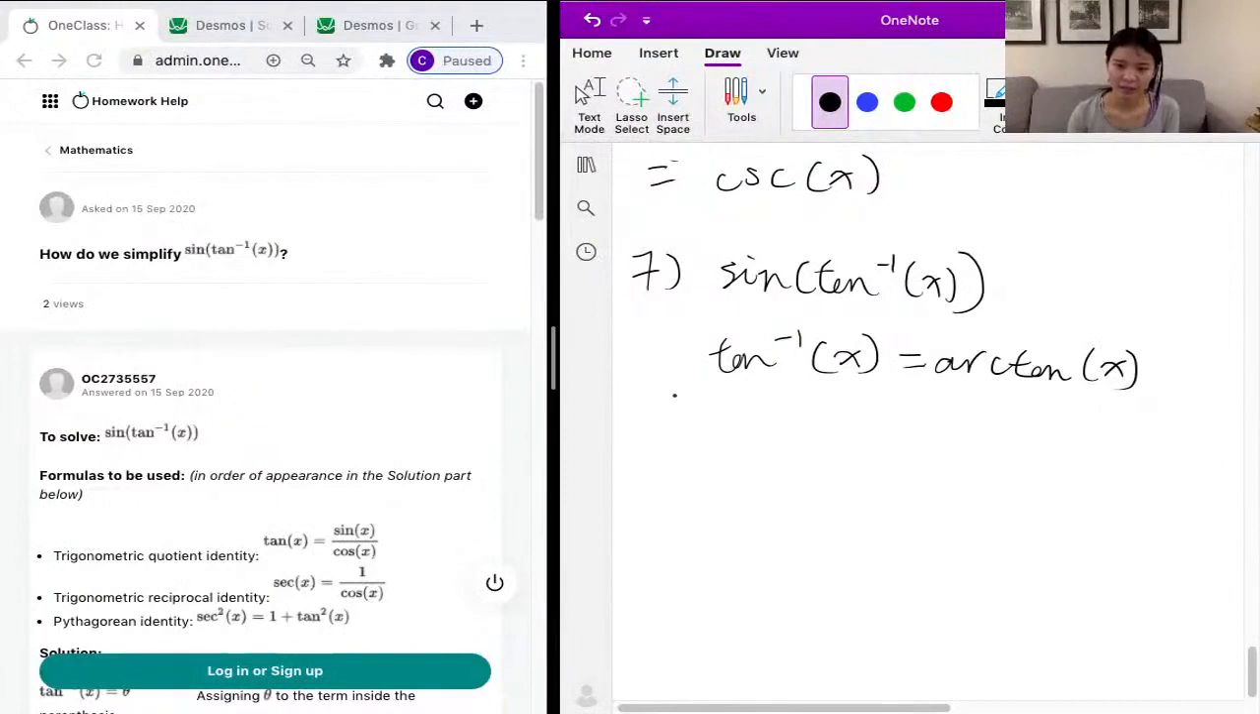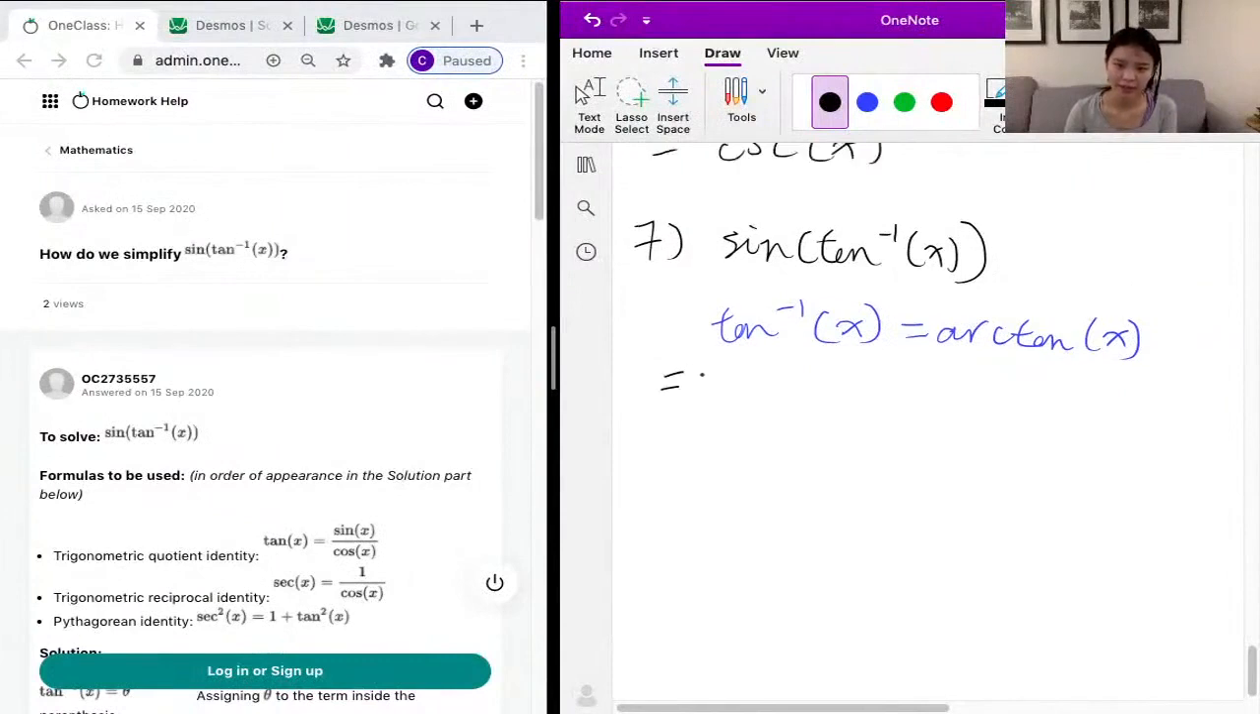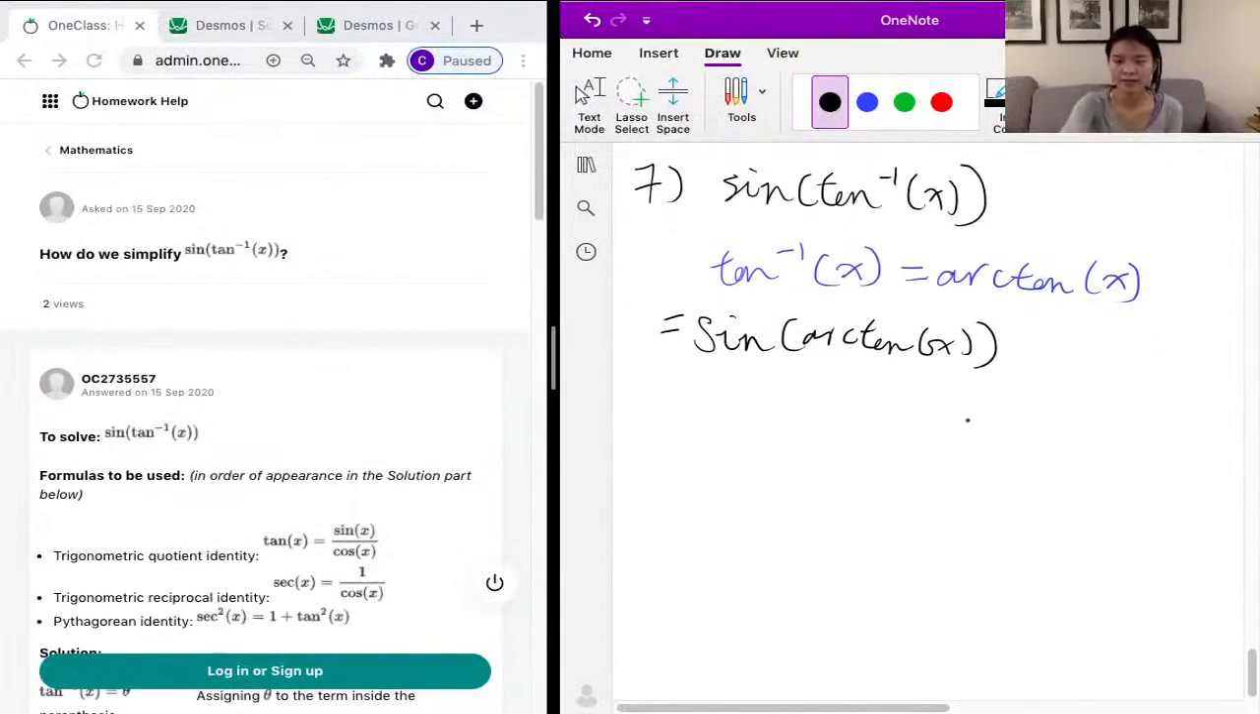Alright, actually let's put this in blue so that you're not confusing it with our steps, because this is kind of like a side note or some pre-existing things that we already know. So we know sine of inverse tan of x is basically just saying sine of arctangent of x.